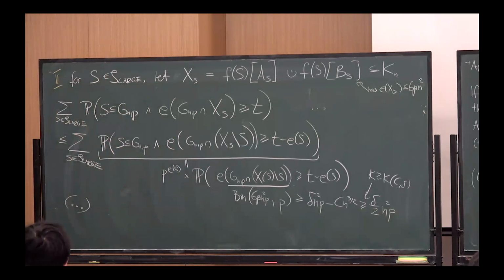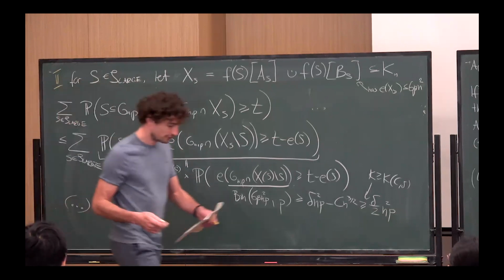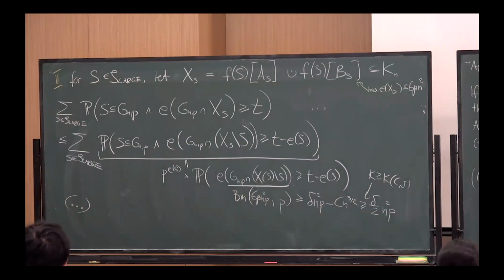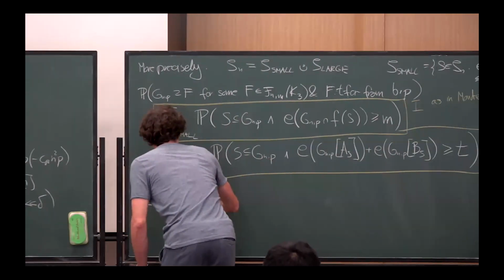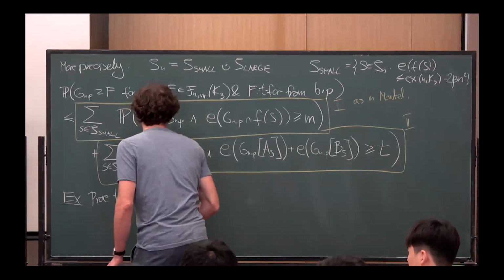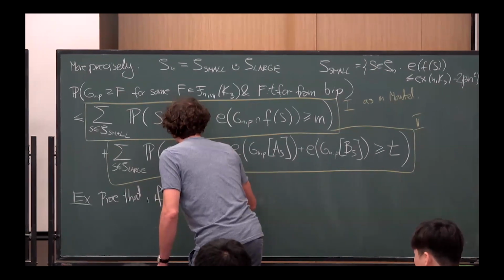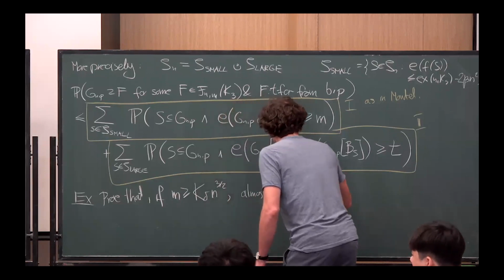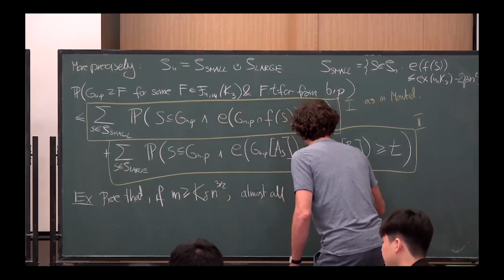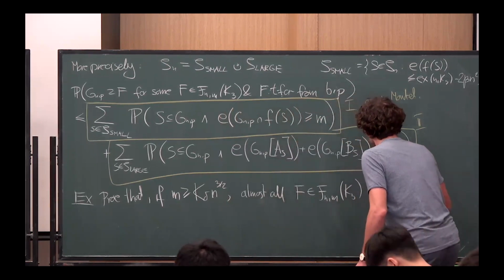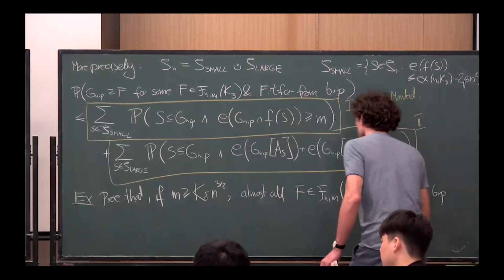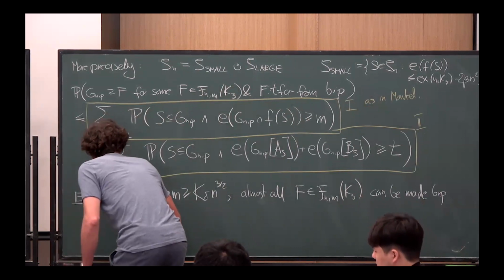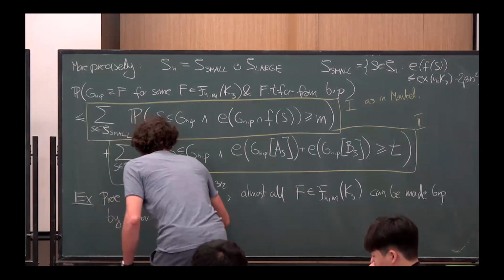And I think maybe once a day is more than enough to see this derivation. So I'll just finish with an exercise, which is the following: prove that if n is at least some k delta n to 3/2, almost all graphs which have n vertices, m edges, and no triangles can be made bipartite by removing at most delta m edges.